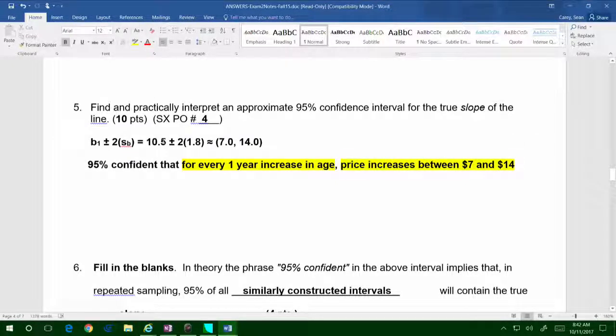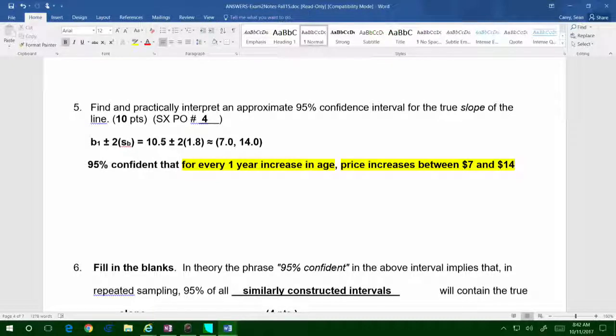I said increases because all the numbers in the interval are positive. What if all the numbers in the interval were negative? What would change in this interpretation? Change one word. Which one?